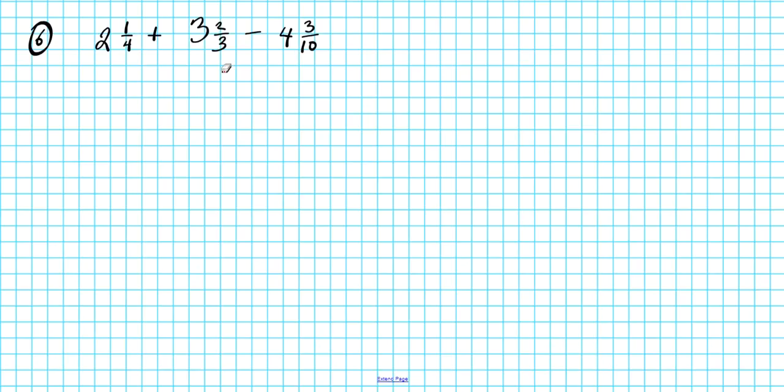So if we convert these 3 into improper fractions, what do we get? The first one, 4 times 2 plus 1, will give us 9 over 4. Plus the second one, 3 times 3, 9 plus 2, 11 over 3. The last one, 10 times 4, 40 plus 3, 43 over 10. So now we have 3 improper fractions where the denominators are different. Since the denominators are different, we need to find the LCD of the 3 denominator values. So we'll find the LCD of 4, 3, and 10.